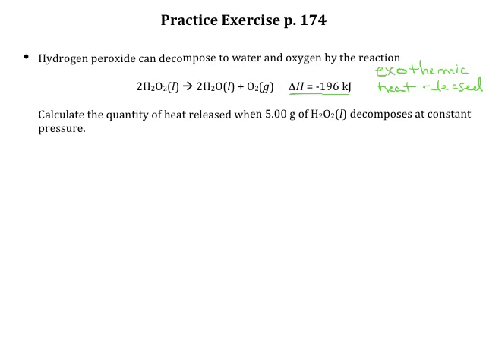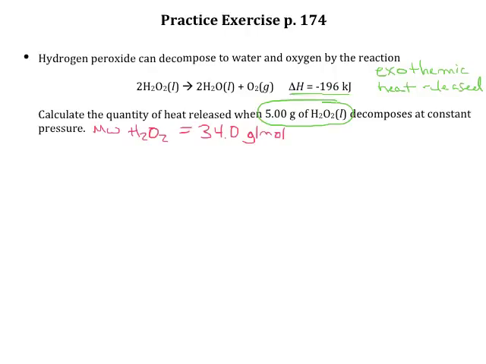Conversely, if this has a positive sign of delta H, it would be an endothermic reaction, and we would say that the heat was being absorbed. So, if we look at the information they give us in this problem, we are starting with grams of hydrogen peroxide. Since we know that we are eventually going to use information from the balanced chemical reaction, that means we need to change grams into moles. In order to do that, we're going to need to know the molecular weight of the hydrogen peroxide, and that is going to be equal to 34 grams per mole.